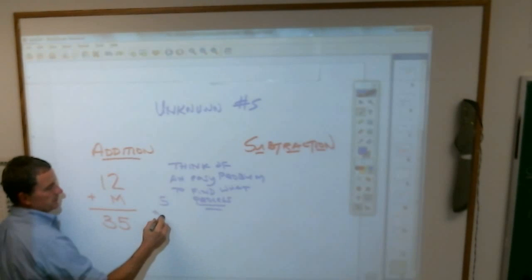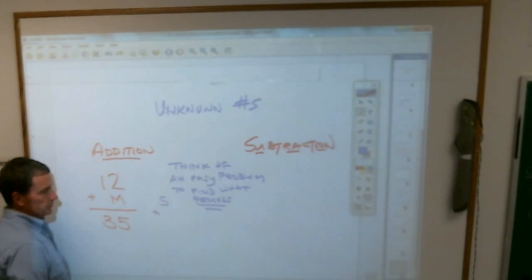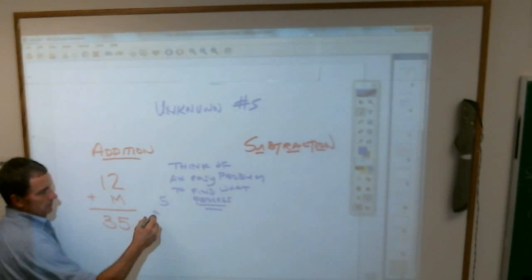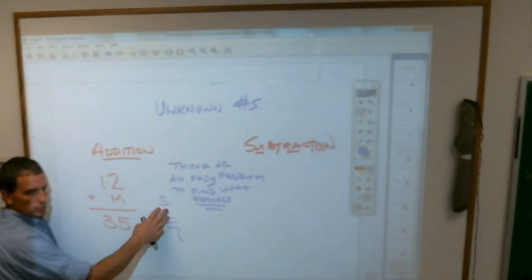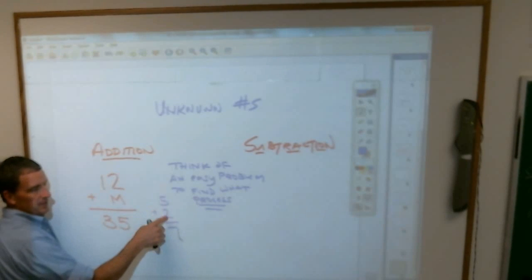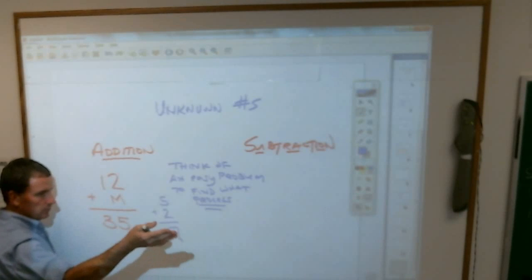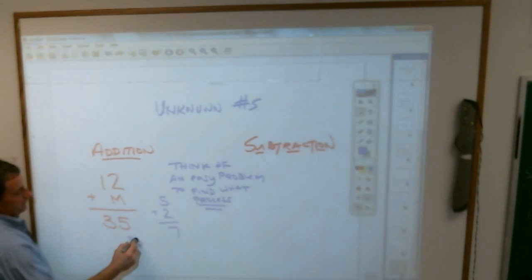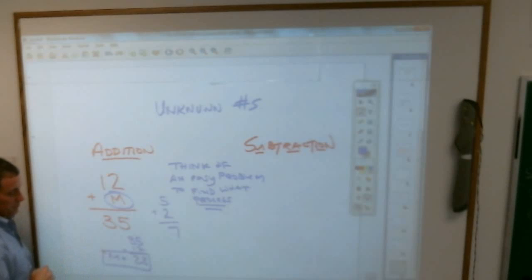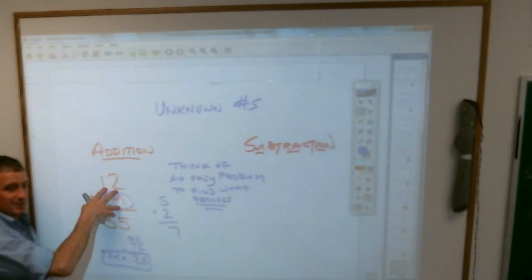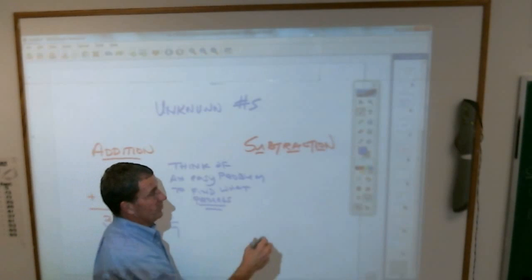5 plus 2 is 7, correct? If I didn't know this was a 2, what would I do with 5 and 7 to get 2? Like Jake said, we subtract. So that's what you do here. 35 minus 12 is 23, and 23 is what the letter M is. M equals 23. The reason you need to do that is not so much with addition, because you always do the same thing with addition, but subtraction is not always that way.